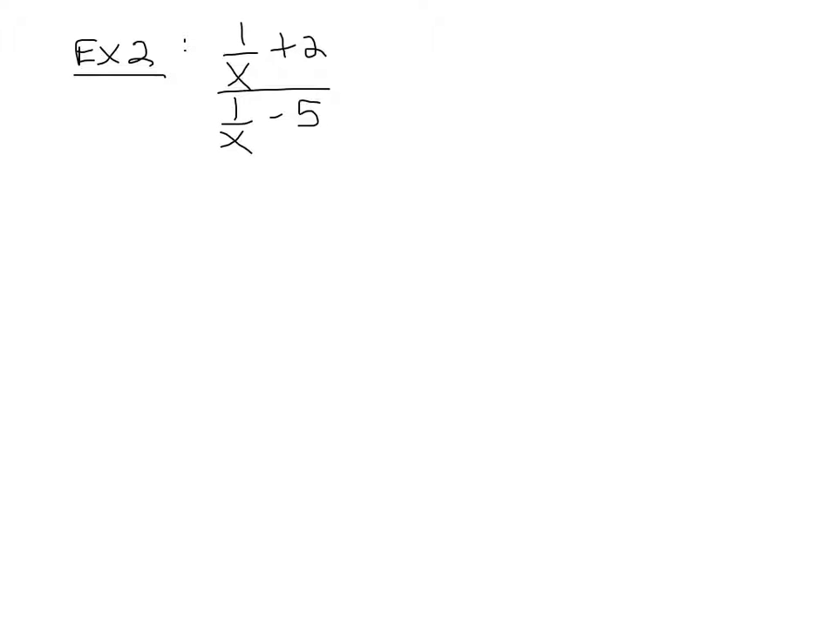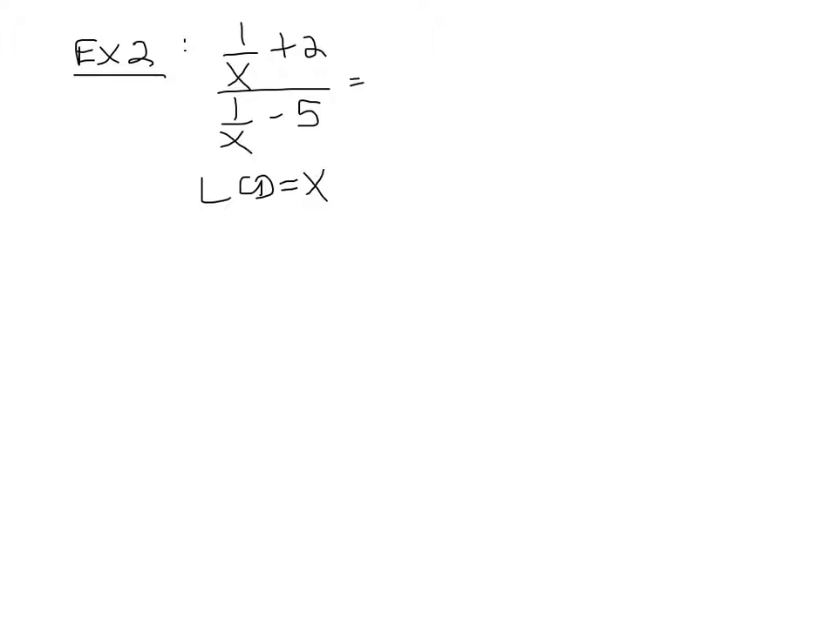Okay, Algebra Scholars, here's a second example. In this problem, the least common denominator is just x, because we only need to look at the small denominators to find it. 2 has a denominator of 1. We don't write it in. 5 has a denominator of 1, which isn't written in. So the LCD is just x.